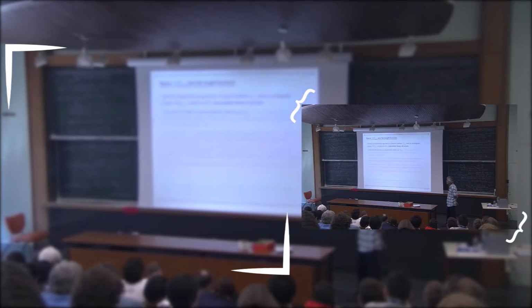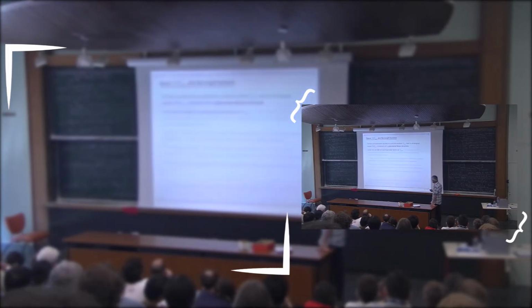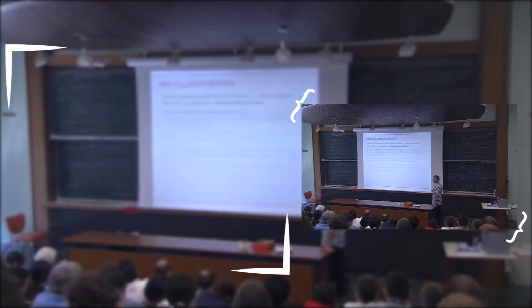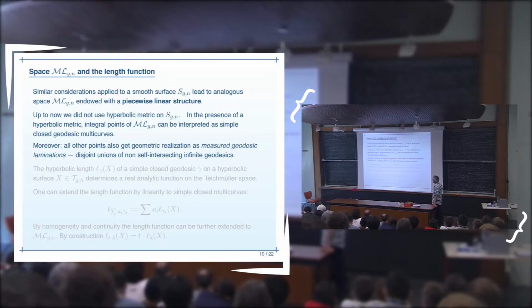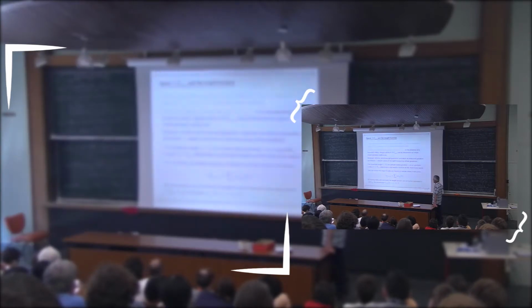Similar considerations applied to any smooth surface lead to an analogous space of measured laminations, ML_{g,n}. It is endowed with a piecewise linear structure. Up to now, we didn't use a hyperbolic metric. In the presence of a hyperbolic metric, they have the interpretation of measured geodesic laminations, and the integer points become hyperbolic multicurves.